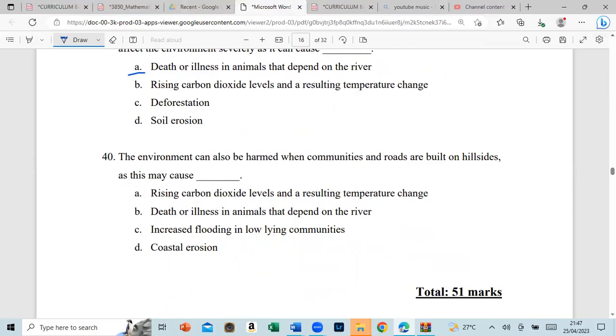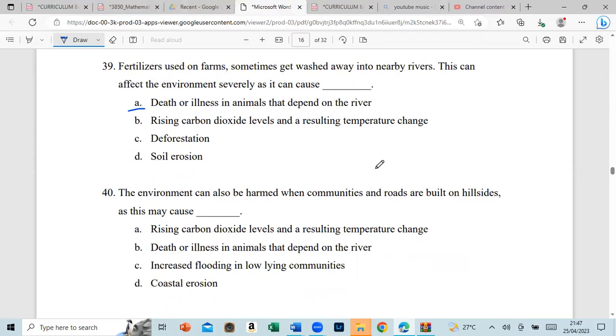And 40, the final one. The environment can be harmed when communities and roads are built on hillsides, as this may cause A, rising carbon dioxide levels and resulting temperature change. B, death or illness in animals that depend on the river. C, increased flooding in low-lying communities. So that will be C.